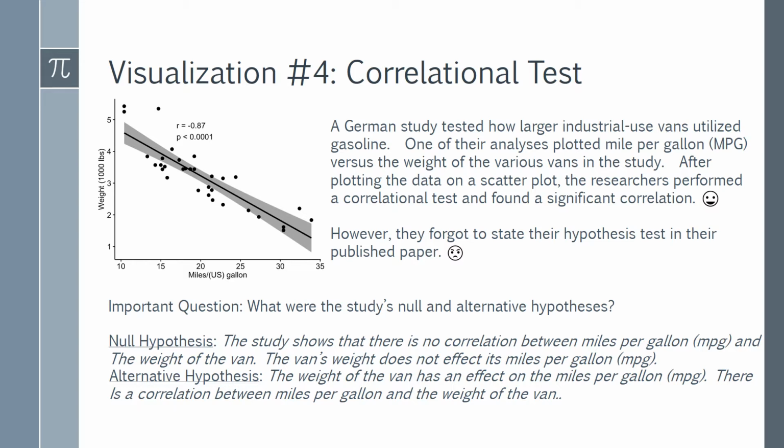The answer is, on the null hypothesis, the study shows that there is no correlation between miles per gallon and the weight of the van. The van's weight does not affect its miles per gallon. In the alternative hypothesis, the weight of the van has an effect on the miles per gallon. There is a correlation between miles per gallon and the weight of the van. And so once again, we will reject the null hypothesis.